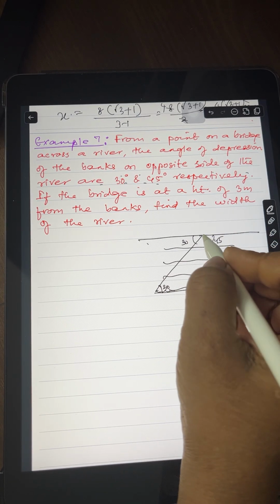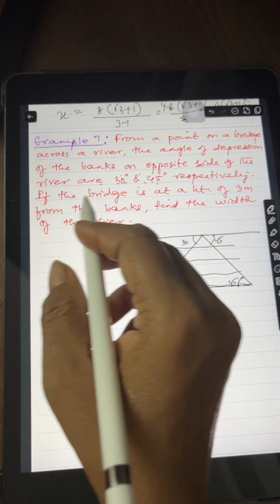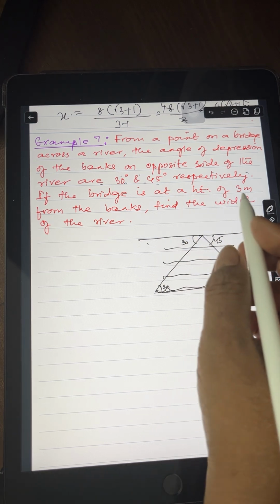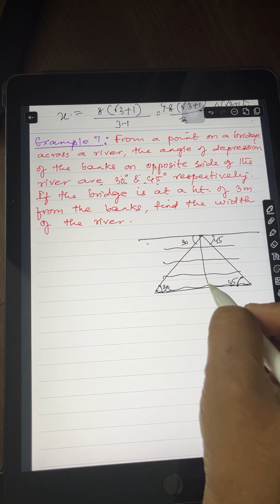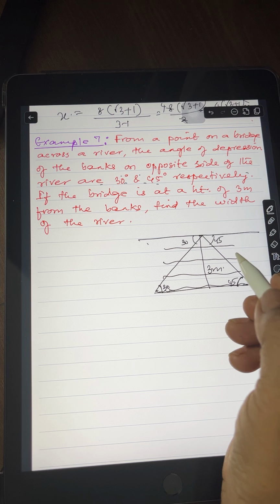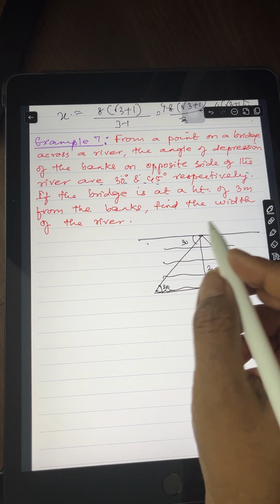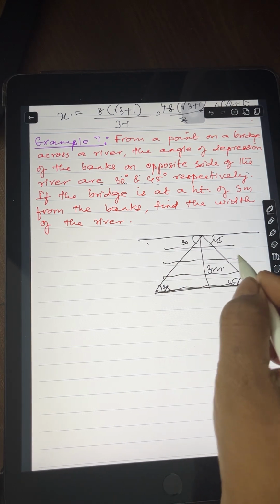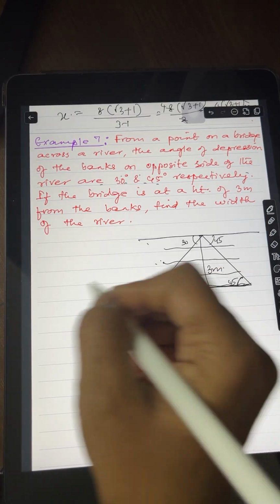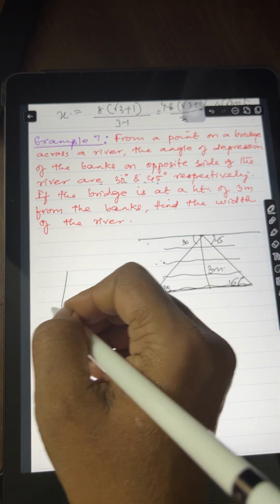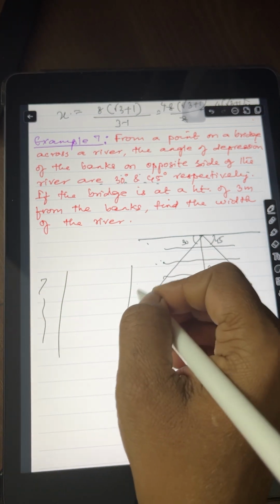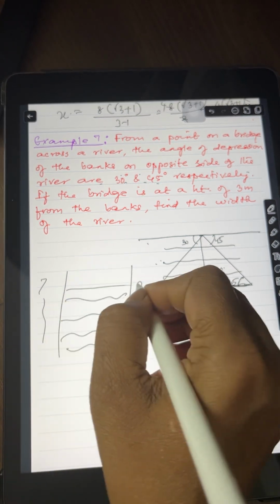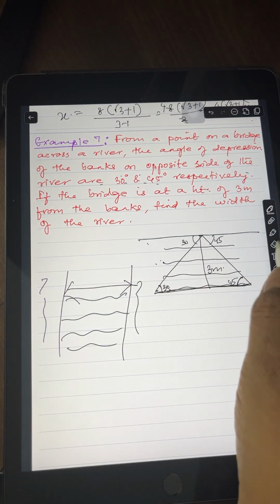Now what he is saying, if the bridge is at a height of 3 meter, suppose this is the bridge. So this is 3 meter. From the banks, find the width of the river. The width is from here to here. These two extreme banks will be there. If the river goes like that, this will be the bank, sand and all will be here. So this width he is asking. The width of the river he is asking.